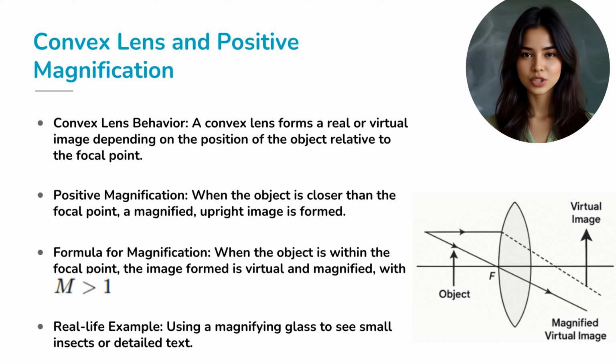And here's the beauty of it: this principle is exactly what makes magnifying glasses so useful for examining small insects, reading fine print, or inspecting tiny details in engineering work. So remember, when an object is placed within the focal length of a convex lens, you get a magnified, upright, virtual image. That's positive magnification in action.